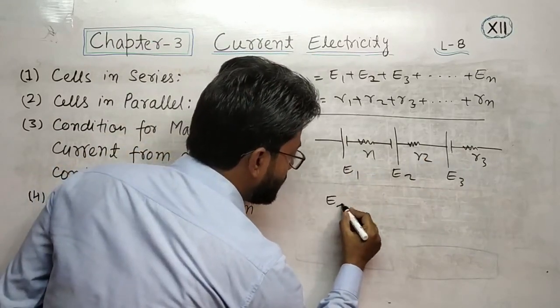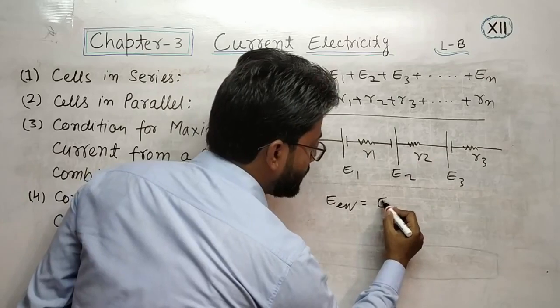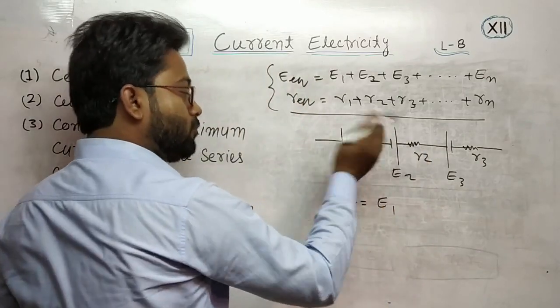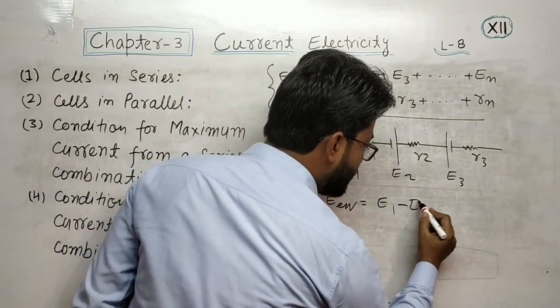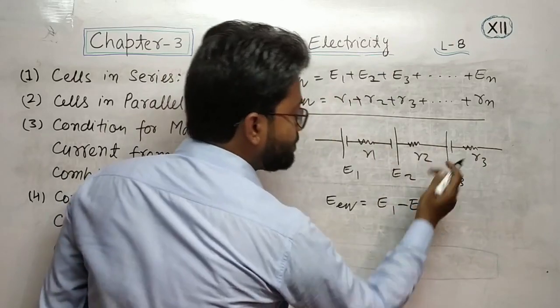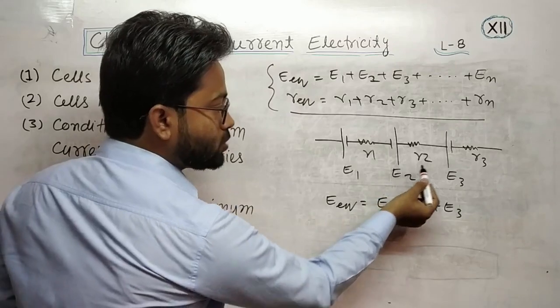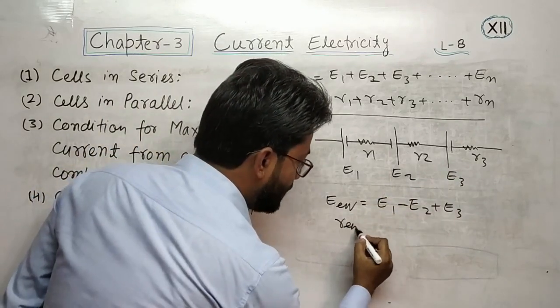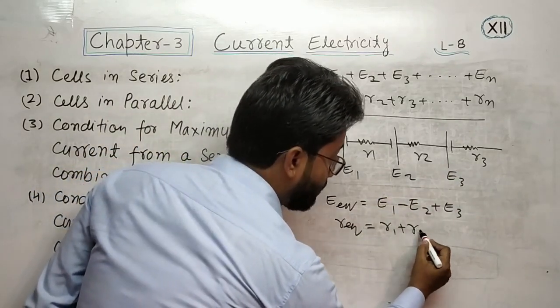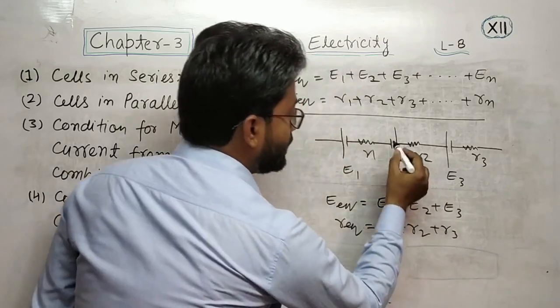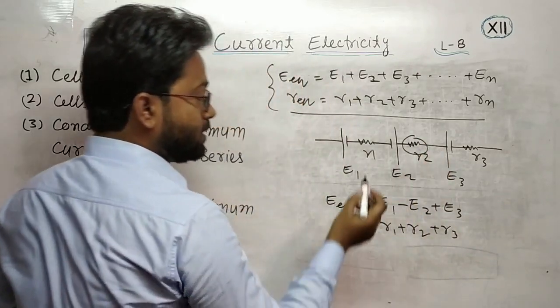EMF will be equal to E1. This is in opposite sense, so we write minus E2. This is in the same sense, so we can write plus E3. E1 minus E2 plus E3. R equivalent will be equal to R1 plus R2 plus R3. This will be plus, not minus.